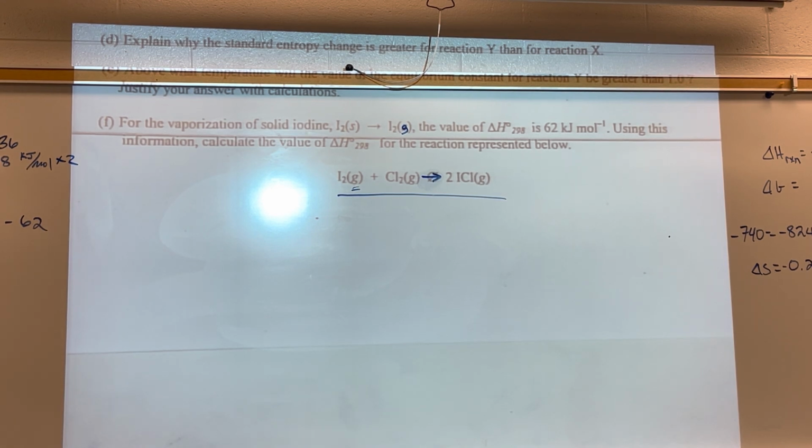Okay? So now, I can say that the I2 solids will cancel, and so you end up having I2 gas plus Cl2 gas goes to 2 ICls. So what's delta H going to equal? Negative 26.